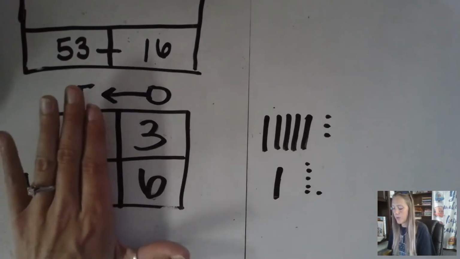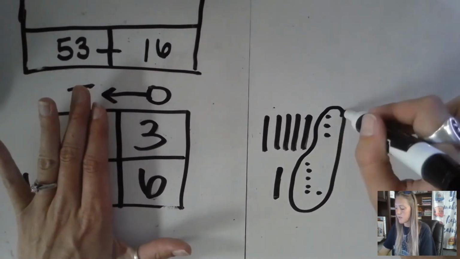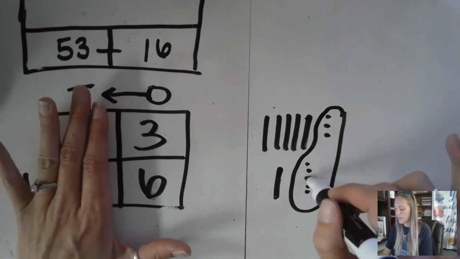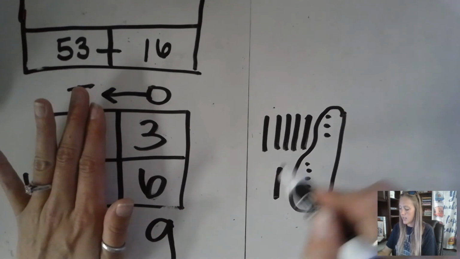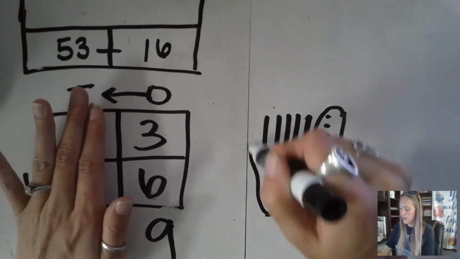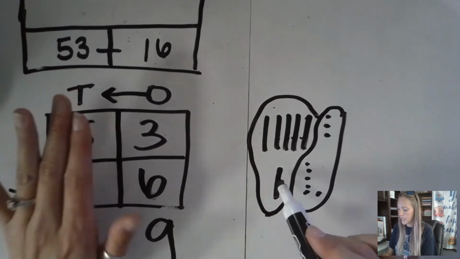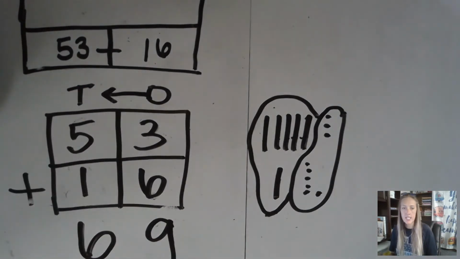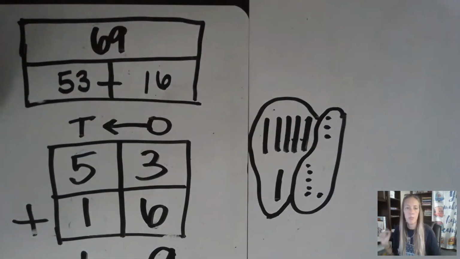So I start with the ones place. I'm adding the dots first. 1, 2, 3 plus 6: 4, 5, 6, 7, 8, 9. And then I add the tens. 1, 2, 3, 4, 5 tens plus 1 ten is 6 tens. So 69. 69 would be our whole.